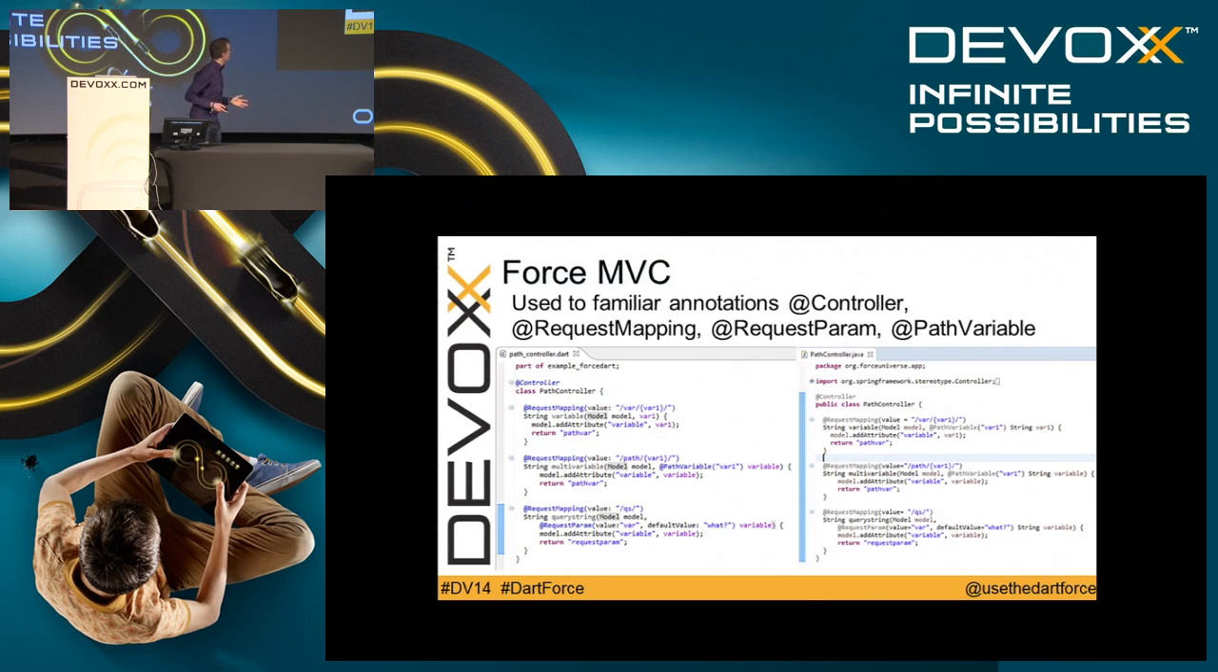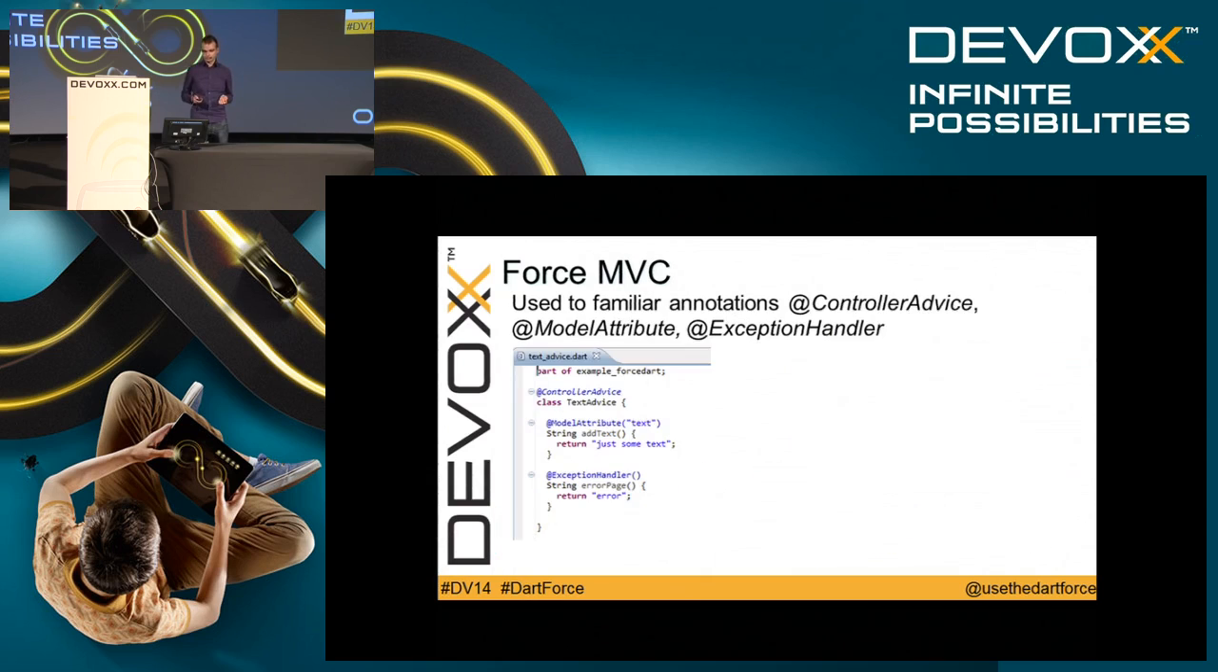I don't know if you can read it very well, but on the left side you have the Dart implementation, and on the other side you have the Java implementation, and like you can see, they're really familiar with each other. So you can use the @Controller annotation, the @RequestMapping annotation, and all this cool stuff that you are familiar with in Java Spring.